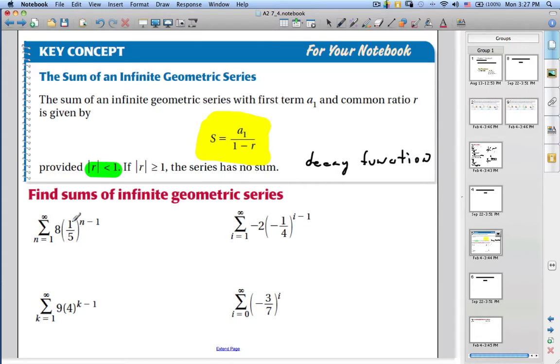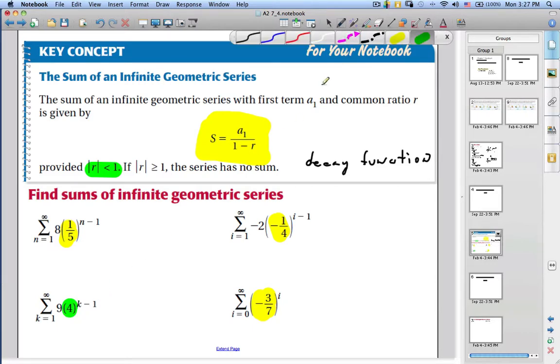Okay, so you can see here my common ratio is 1/5. Yes, I can do that. Here it's negative 1/4. Its absolute value, though, would be 1/4. Yes, I can do that. The absolute value of negative 3/7. Yes, I can do that one too. But if you take a look at problem 4, I can't do that.